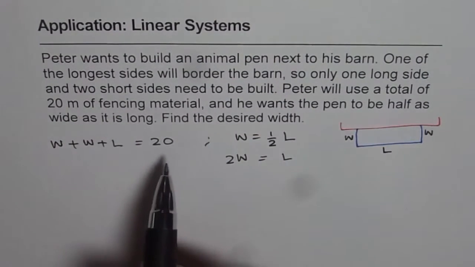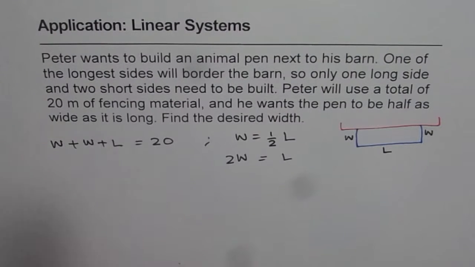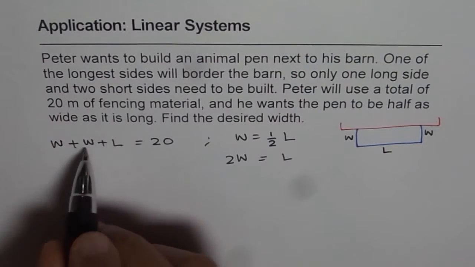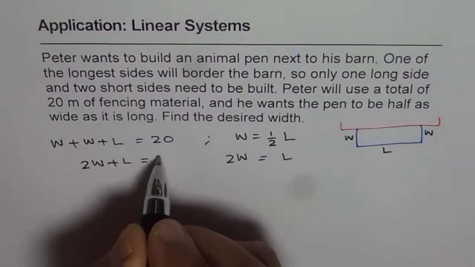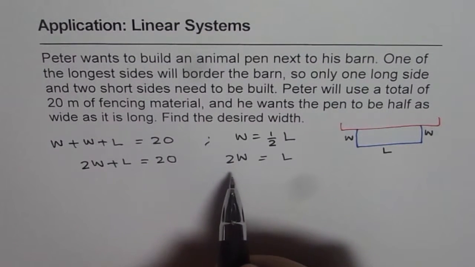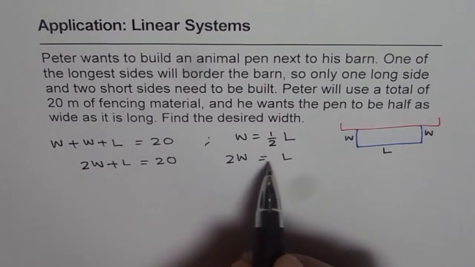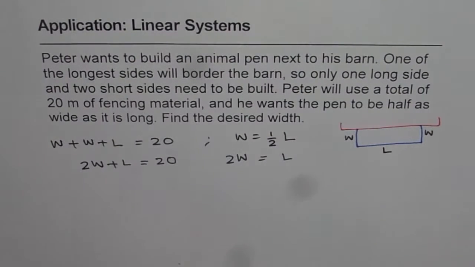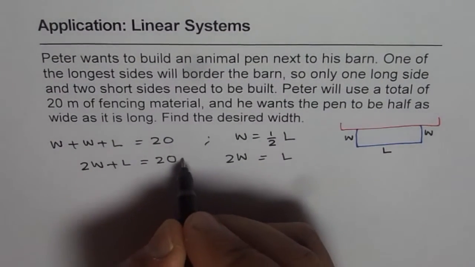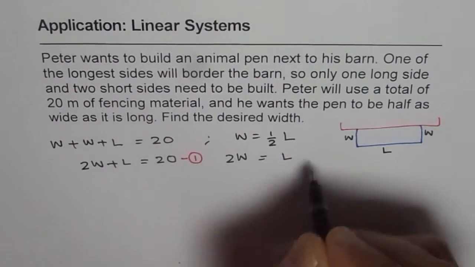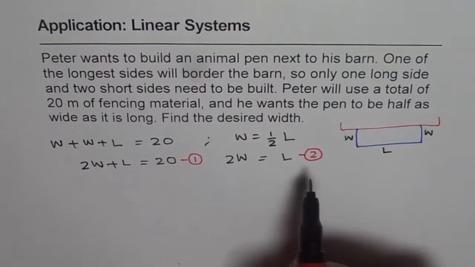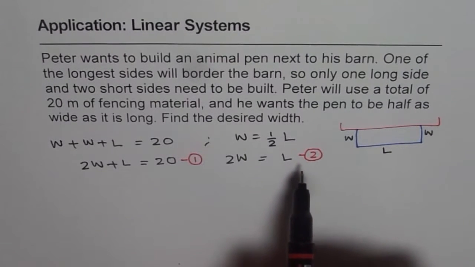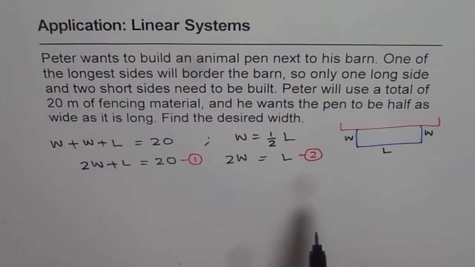So what you have here is a set of equations. The first one, you could write as 2 times width plus length equals 20, and the second one as length equals 2 times width, right? So we have two equations here, equation 1 and equation 2. With the help of these two equations, we can find the variables length and width.